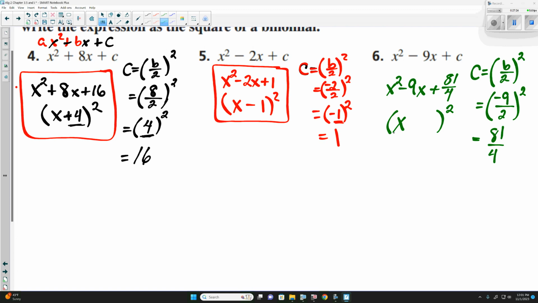Now, the value of c that we plug in to get our perfect square trinomial will always be positive. The number that goes inside the parentheses with x can be positive or negative. It could be one or the other. And in this case, our number before we squared was negative 9/2. So here we have x minus 9/2 squared. Questions on finding the value of c? Do we see how we get this?